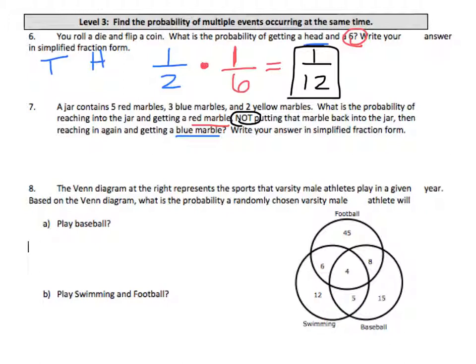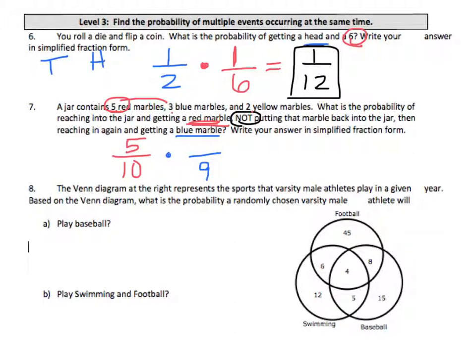So if we're just finding the probability of getting a red marble, it's 5, because there are 5 red marbles, out of a total of 10, because there are 5 red, 3 blue, and 2 yellow. Now the probability of pulling out a blue marble. If I pulled out a red marble, I have 1 less total marble in the jar. So that's why I had 9 down there.